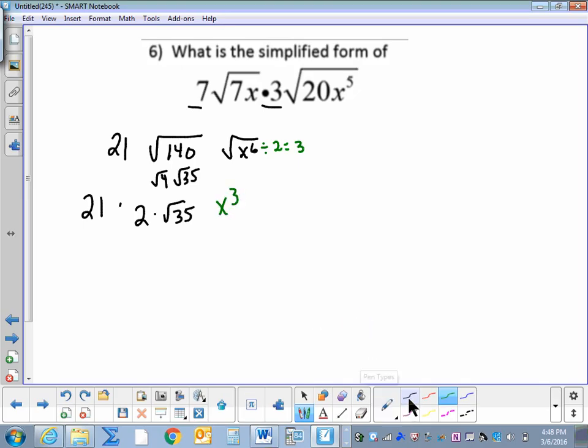So now let's look at the numbers on the outside. We have a 21 and a 2, which is a 42. Let's look at the variables on the outside, x to the 3rd. And then what's under the square root is the square root of 35.